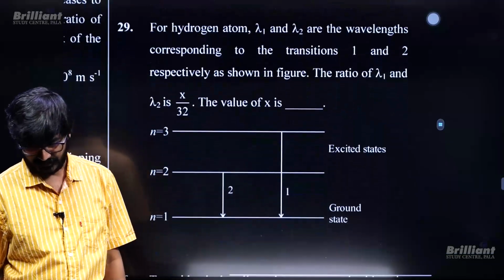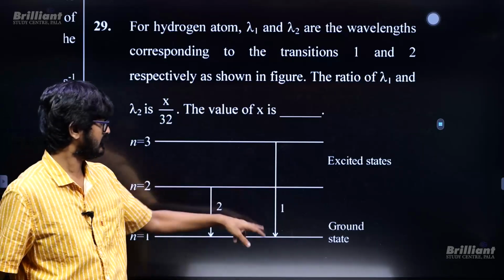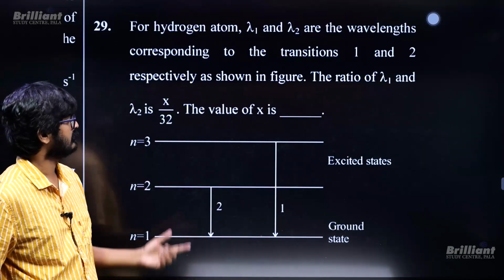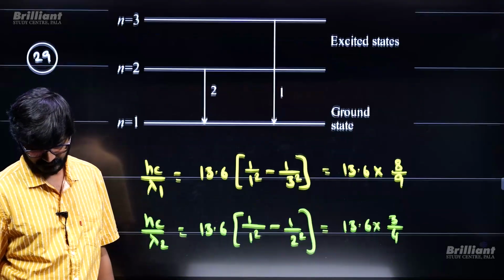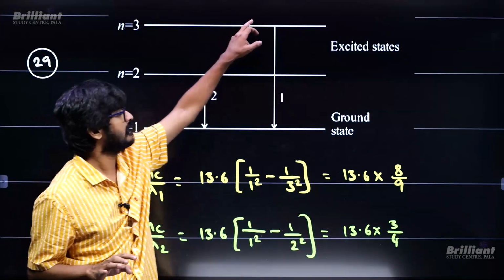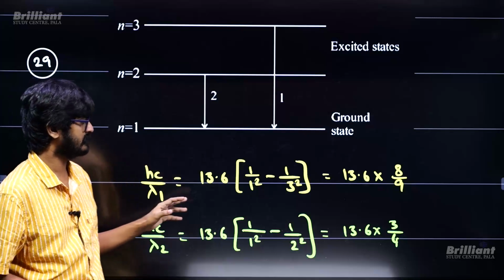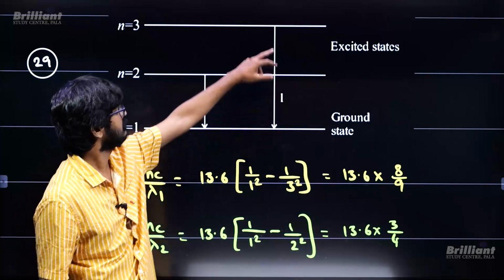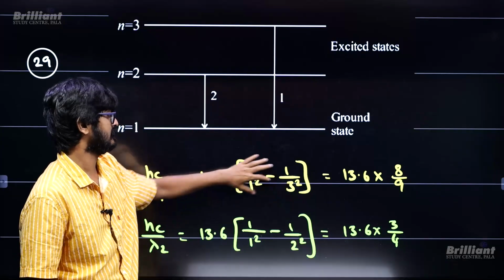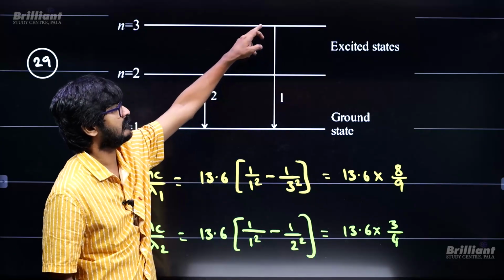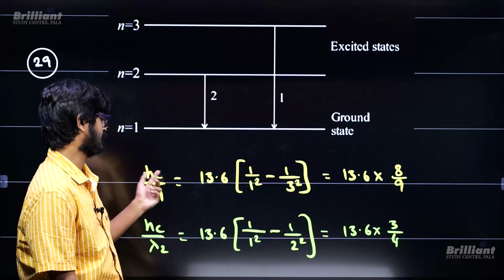For a hydrogen atom, lambda 1 and lambda 2 are the wavelengths corresponding to transition 1 and 2. The ratio of lambda 1 and lambda 2. So what is the energy difference for this thing? Energy difference is 13.6 into z square by n square, you know. So the energy difference will turn to 13.6 into, this is 1, this is 3, 1 by 1 square minus 1 by 3 square. That's the energy difference when the electron comes from here to here. So that will be emitted as photon of wavelength lambda 1, hc by lambda 1.